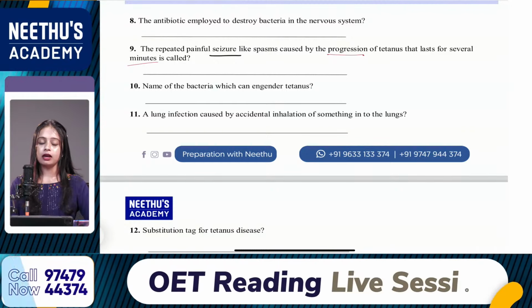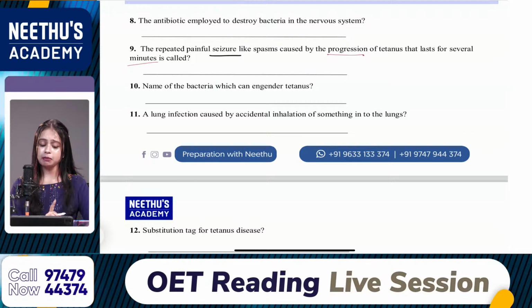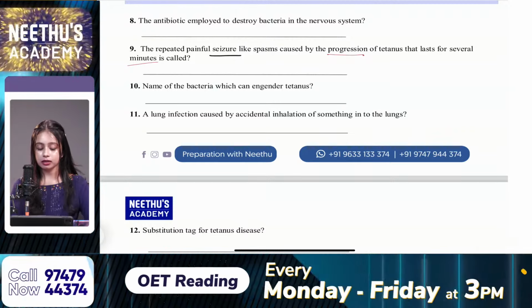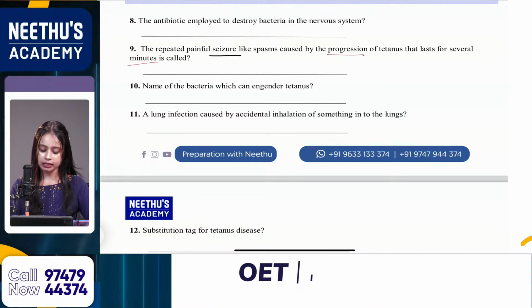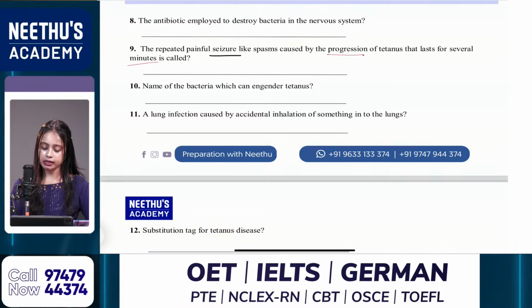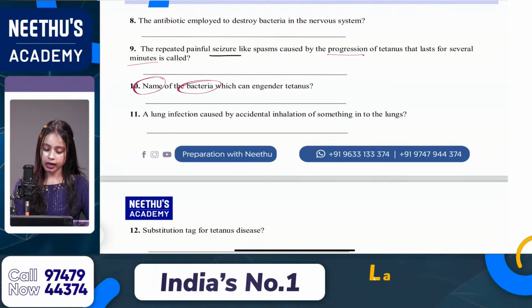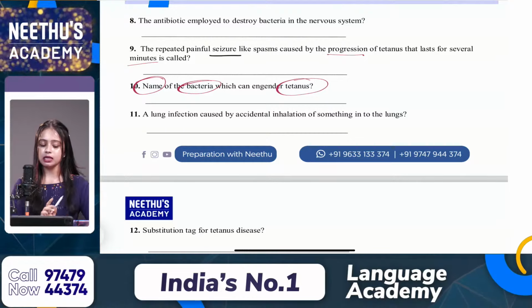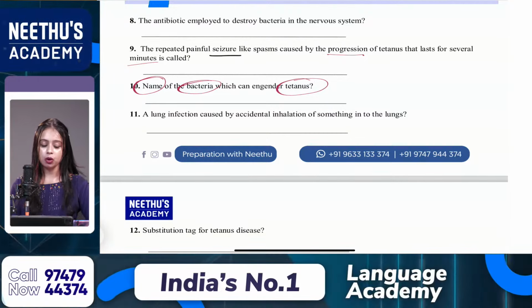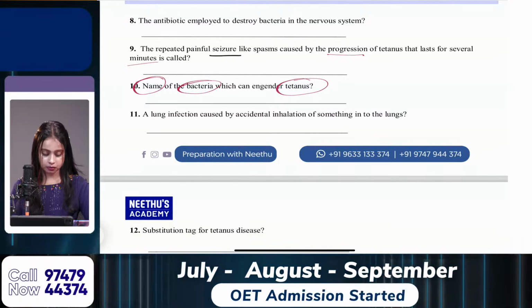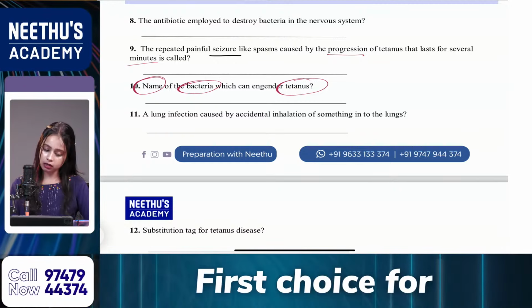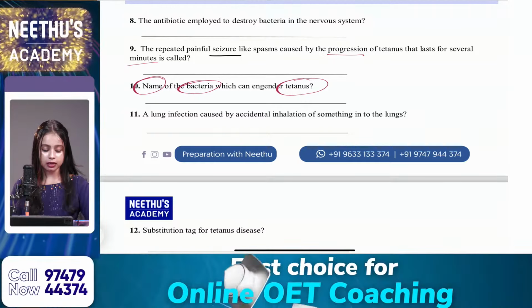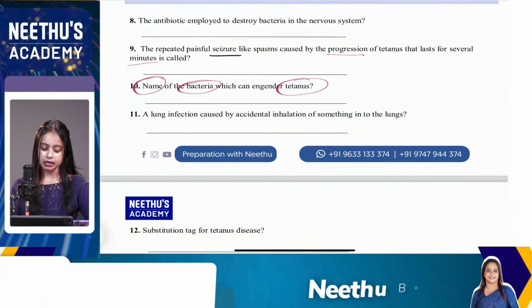Okay, 10th one. Name of the bacteria which can engender tetanus. So what is the correct answer here? Bacteria, name, tetanus. These are my keywords from the 10th question. So what is the name of the bacteria? Okay, Monisha, your keywords are bacteria and engender, right? Okay, so what about the name? It is Clostridium tetani. Very good.